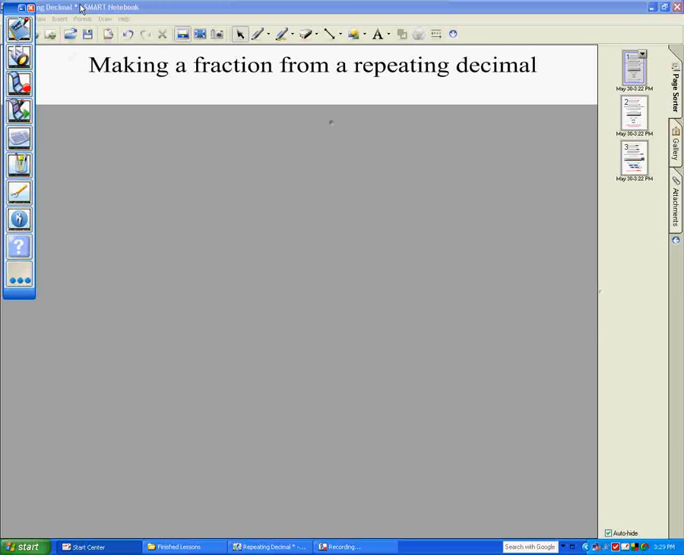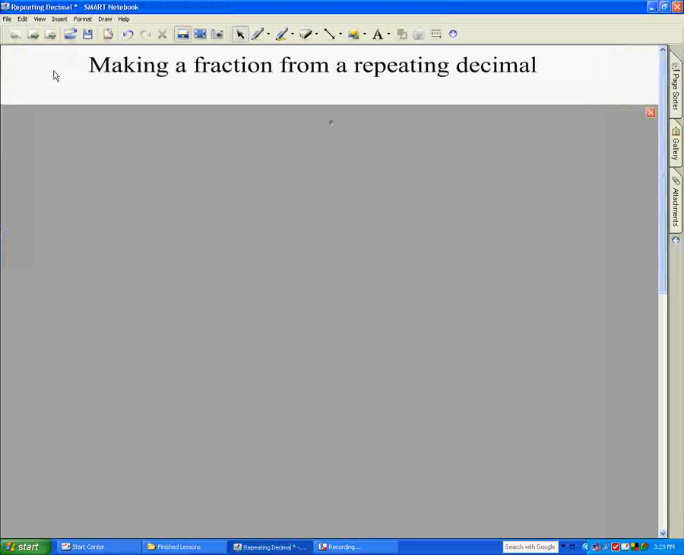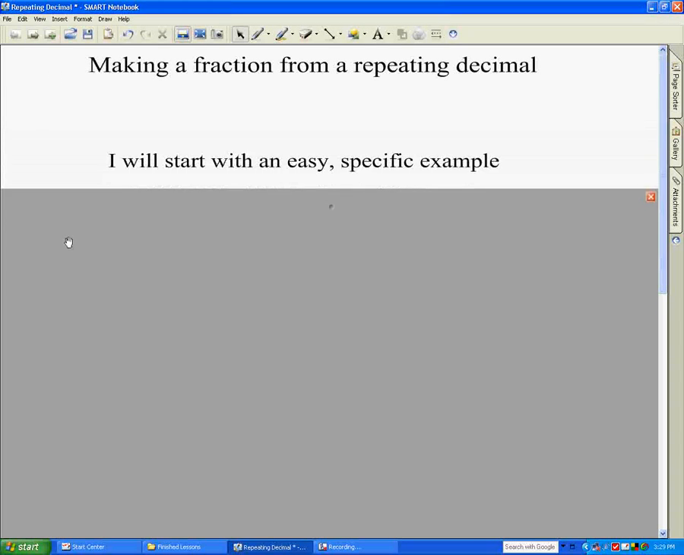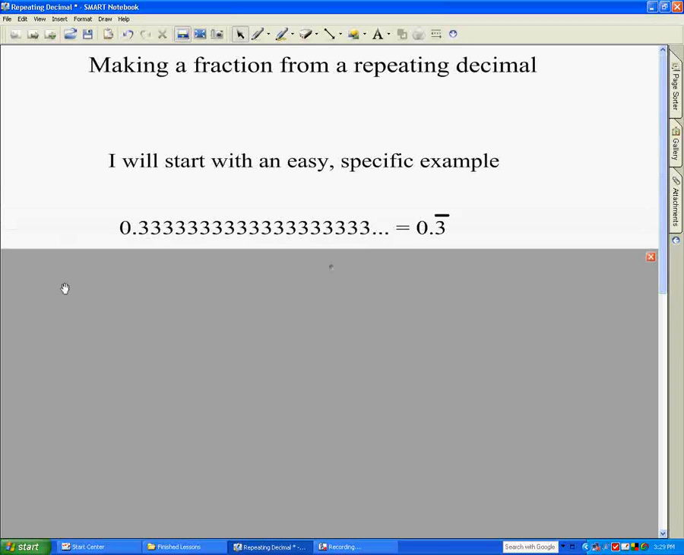Hello. Today we're going to talk about making a fraction from a repeating decimal. It's pretty straightforward. They all work the same way as long as it's a repeating decimal. So let's get to it. I'll start with an easy specific example of just 0.3 repeating.